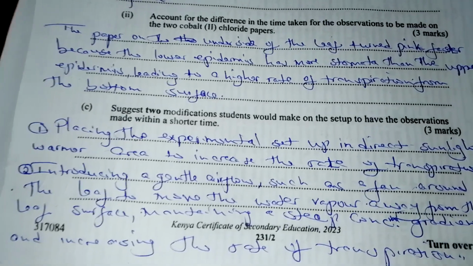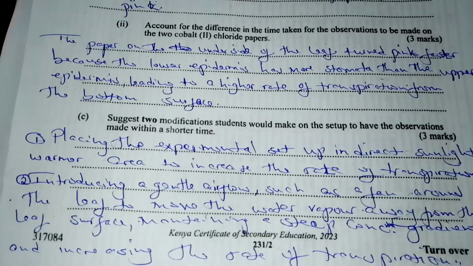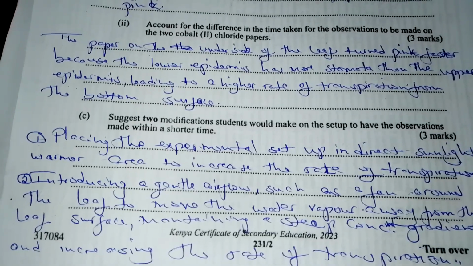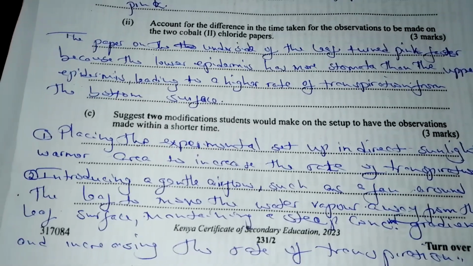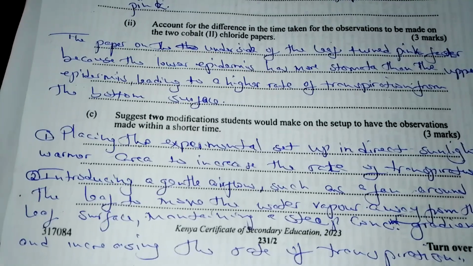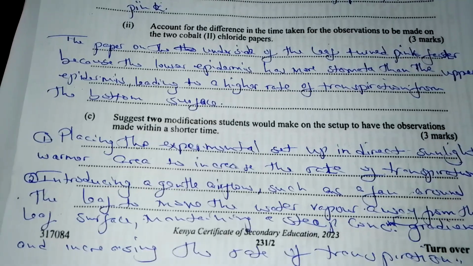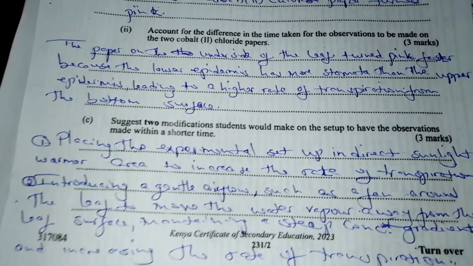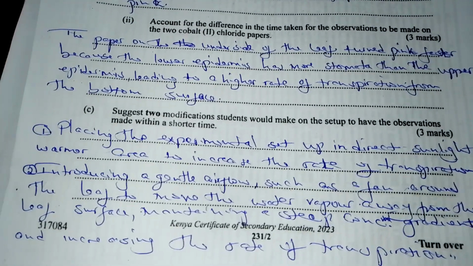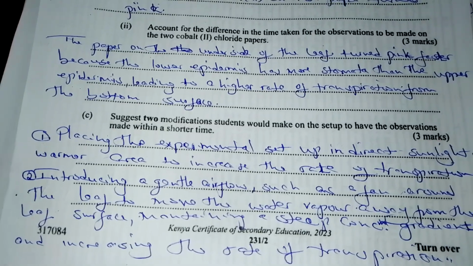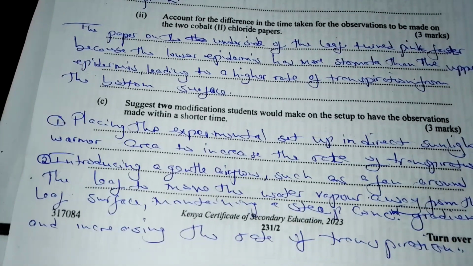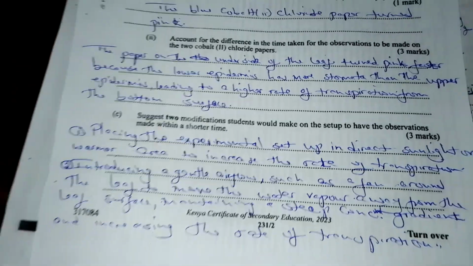Placing the experiment setup in direct sunlight, warmer area to increase the rate of transpiration. 2, introducing gentle airflow such as a fan around the leaf to move the water vapor away from the leaf surface, maintaining the steep concentration gradient and increasing the rate of transpiration. Okay.